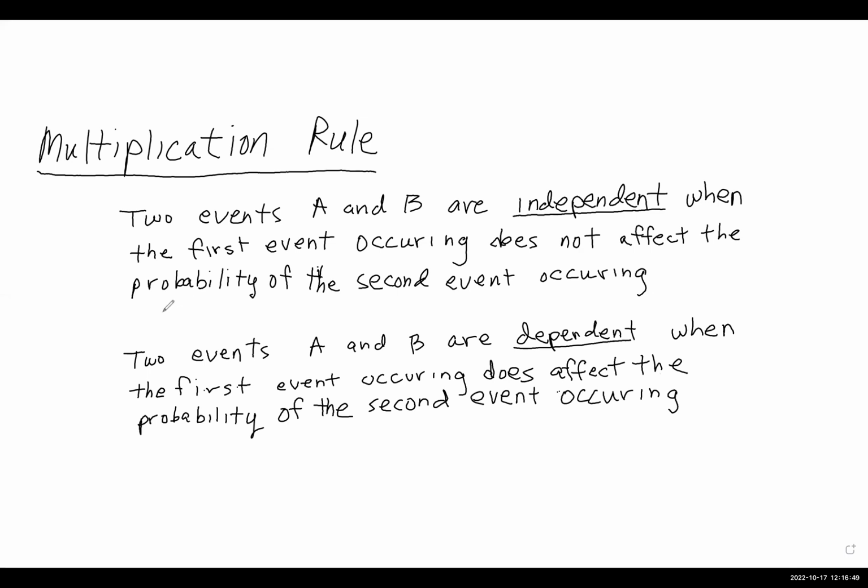And for the first one, the probability rule is the probability of A followed by B occurring is simply the probability of A times the probability of B. So that's why we call it the multiplication rule.